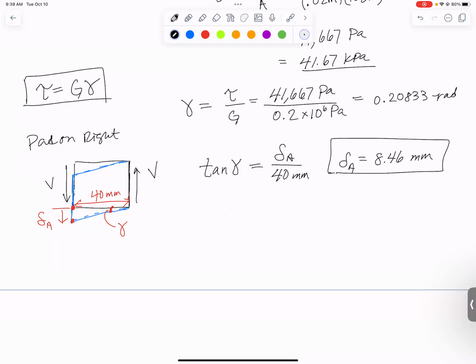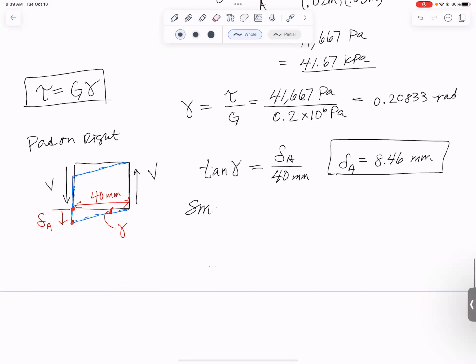There is another way that the book will often use, because 0.2 radians is a pretty small angle, and we're going to see even smaller angles in this chapter and going forward because we're dealing with small strains, the linear elastic range, and all of that. So we will oftentimes instead use what's called the small angle approximation.